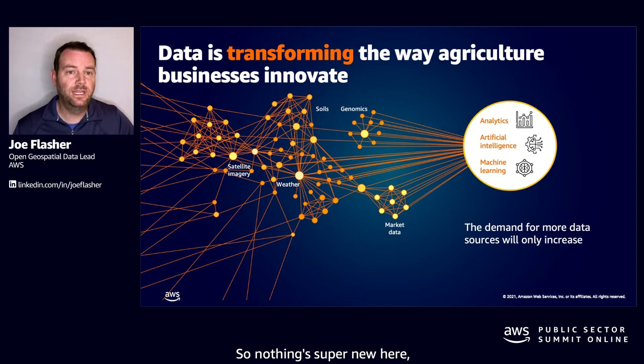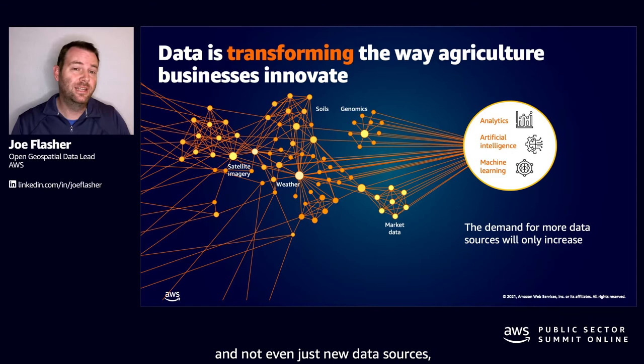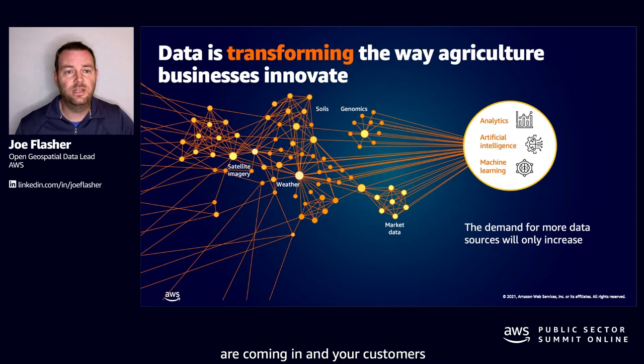So nothing super new here, but we're going to focus on this in one specific field. If we're thinking about agriculture, there's a whole lot of satellite imagery that's being made more available. More satellites are launching than ever, and that's projected to continue into the future. So there's more and more data coming from things like satellites, but also soils data, weather data, forecast data, but also climate data that's coming out. And you need to put all of this data together to figure out things like, what type of crop should I plant? When should I plant it? When should I fertilize it, right? So all of this data, new data sources, and not even just new data sources, but more of the data sources that we've been used to are coming in and customers are trying to make use of them.